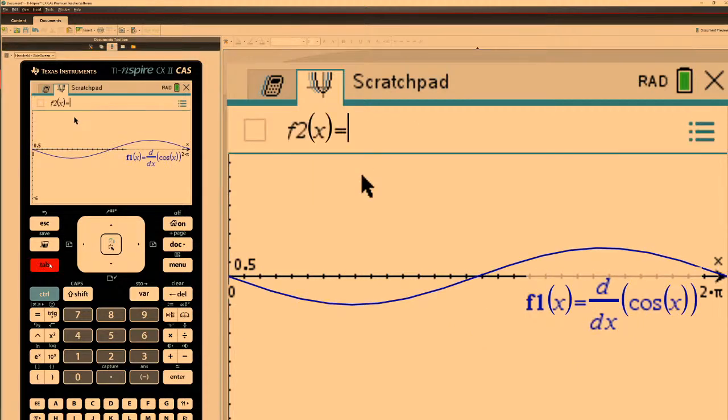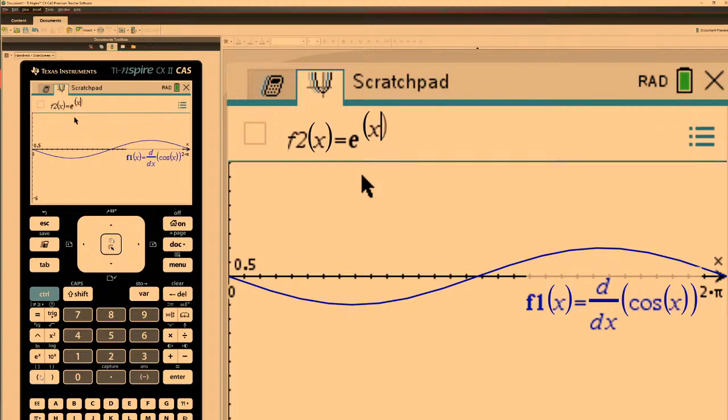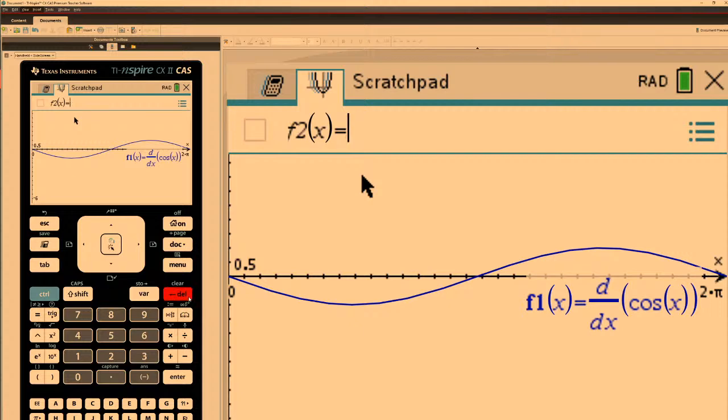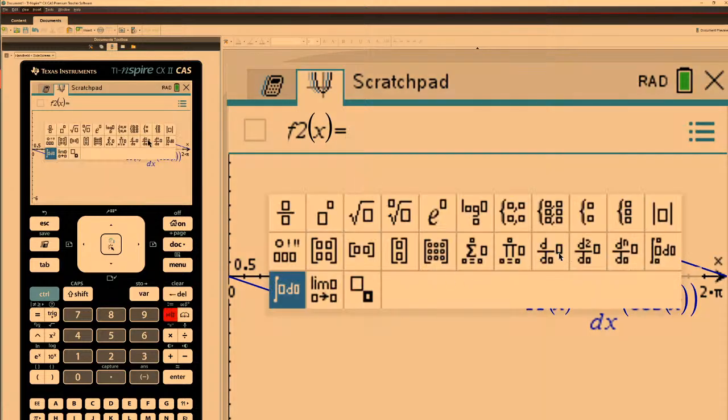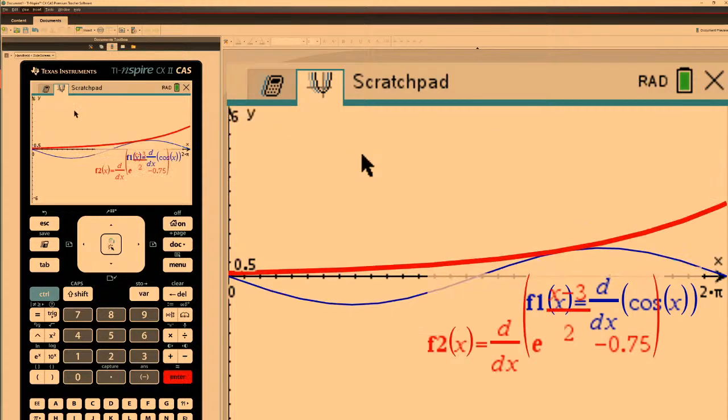And then I'm going to graph the second one, which was e to the power of t minus 3, in this case x minus 3, over 2. Oh, and I need the derivative again, so I messed that up. The derivative with respect to x of e to the power of x minus 3 over 2 minus 0.75. And then I would just count how many times these intersect.